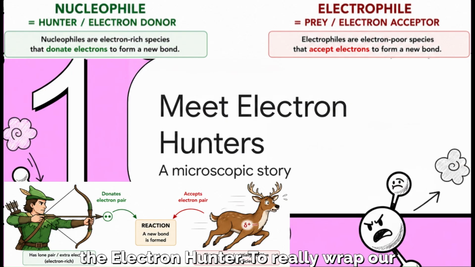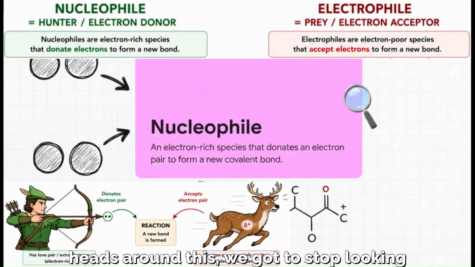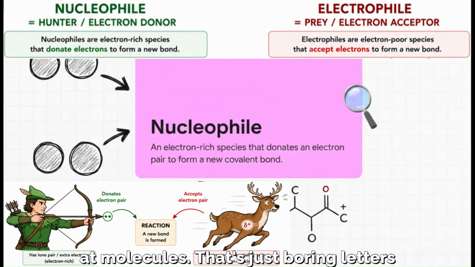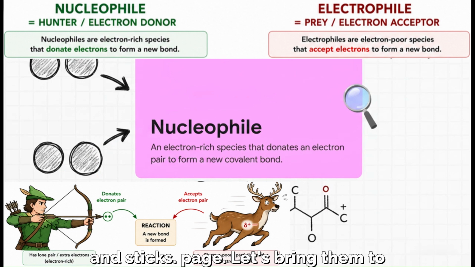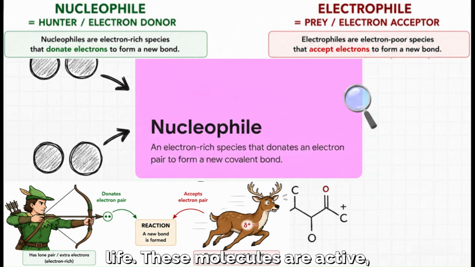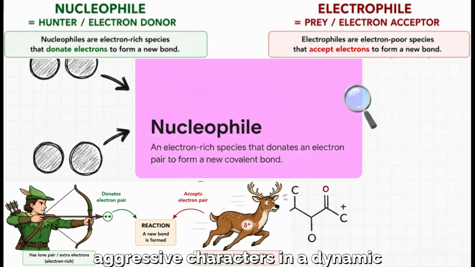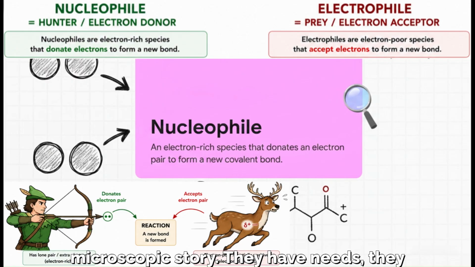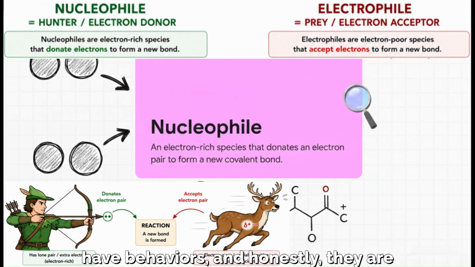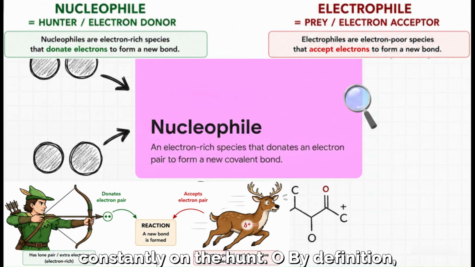Meet the electron hunter. To really wrap our heads around this, we've got to stop looking at molecules as just boring letters and sticks on a page. Let's bring them to life. These molecules are active, aggressive characters in a dynamic, microscopic story. They have needs, they have behaviors, and honestly, they are constantly on the hunt.